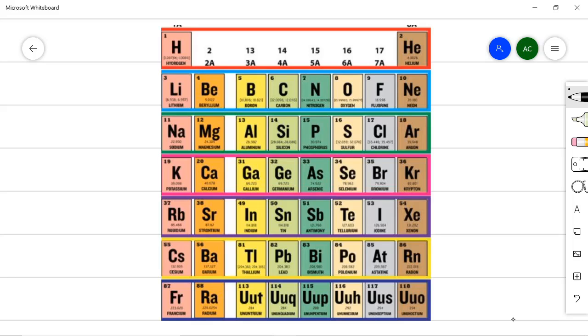So elements in a given group have similar electronic configuration, so they have similar properties, that is, similar physical and chemical properties, but they change uniformly when we move down in a group. So let's see, alkali metals are very reactive.